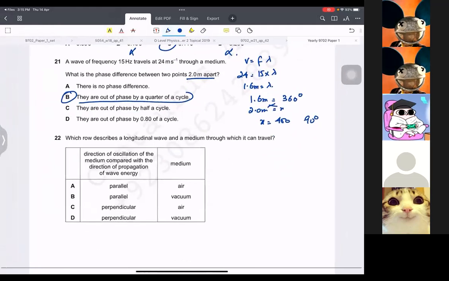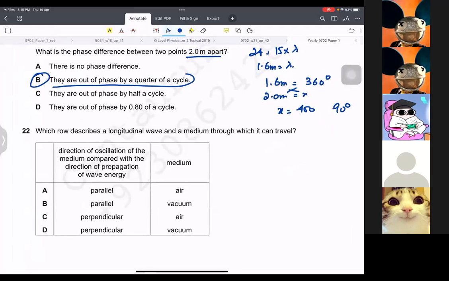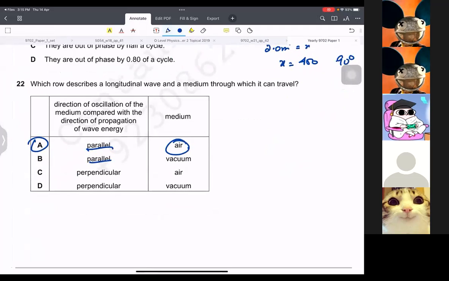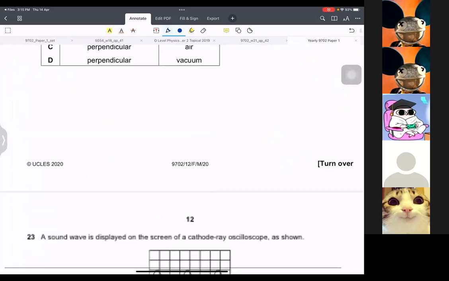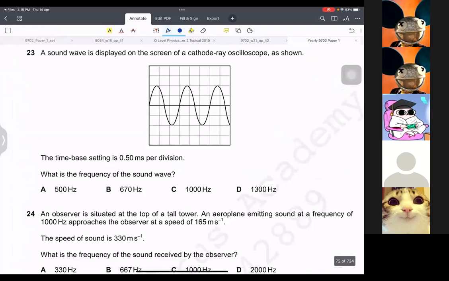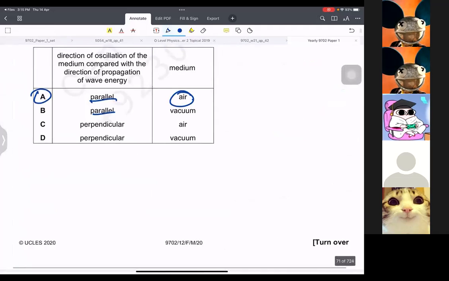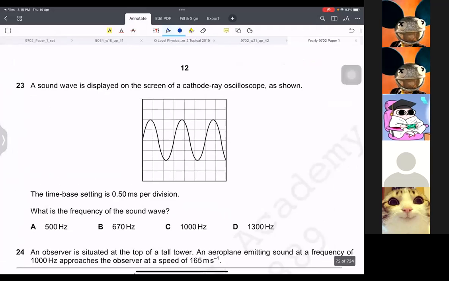Now, which row describes the longitudinal wave and the medium through which it can travel? A longitudinal wave is always parallel, and the medium it can travel through is air. In vacuum, a longitudinal wave cannot move, by the way. Now, the sound wave. So sound is a longitudinal wave, right? And slinky string. And earthquake, okay.